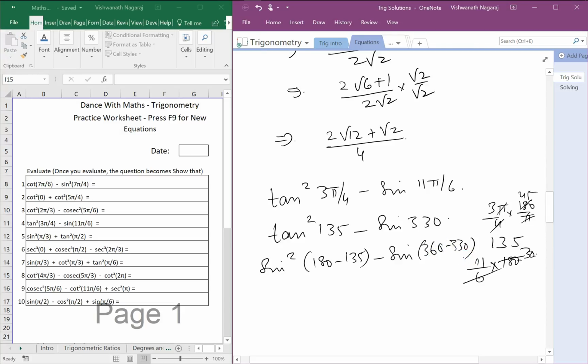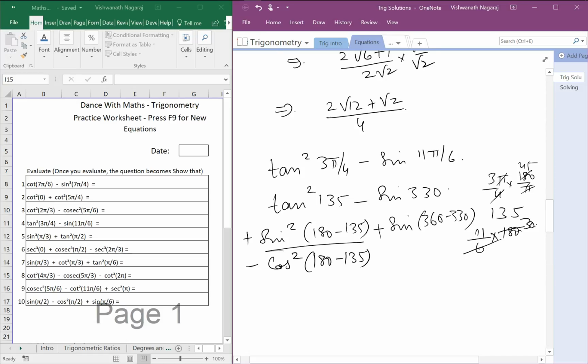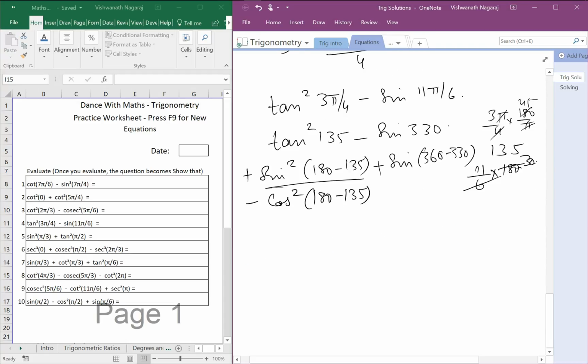Now 135 is in the second quadrant. Sine is positive, cos is negative. In the fourth quadrant sine is negative, so this becomes positive, right? See here the angle we are changing it to reference angle, that's why you have to take care of the sign. Okay, so now we have got this.